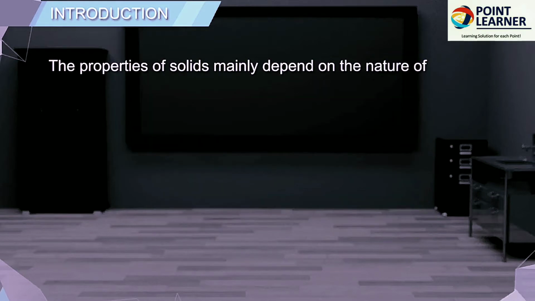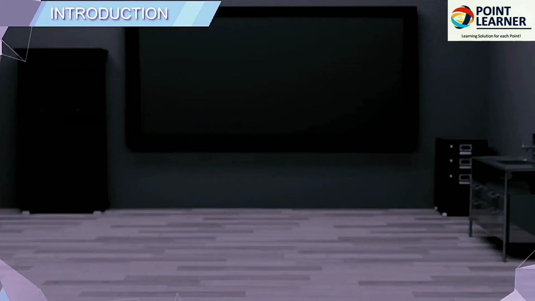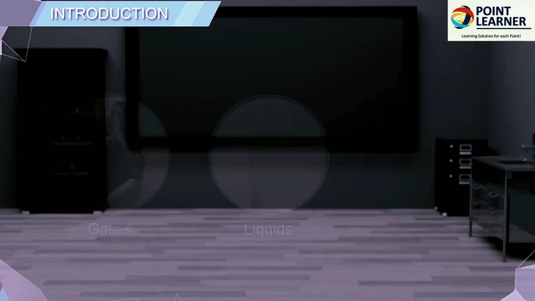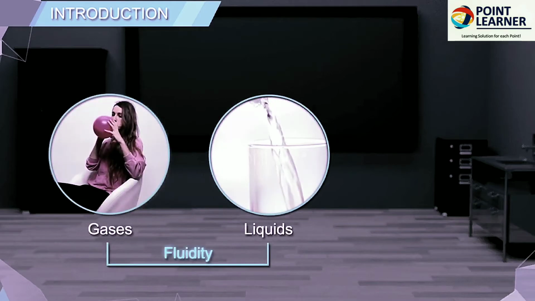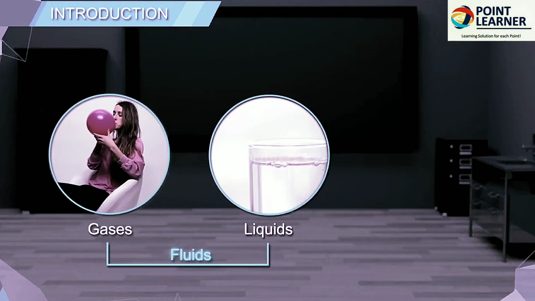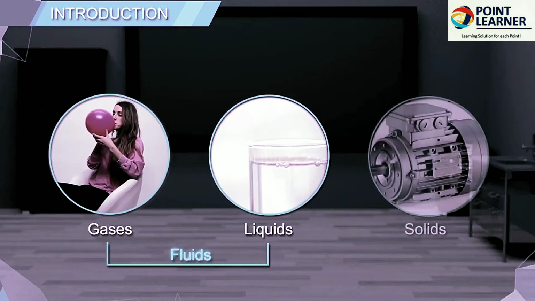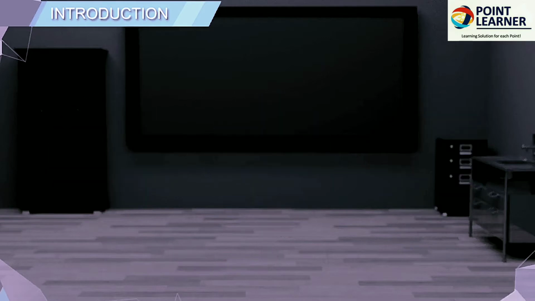The properties of solids mainly depend on the nature of the constituent particles and the binding force acting between these constituent particles. The most important characteristic property of gases and liquids is fluidity. It means that gases and liquids have the ability to flow and are called fluids, whereas solids do not possess fluidity, instead they possess rigidity.